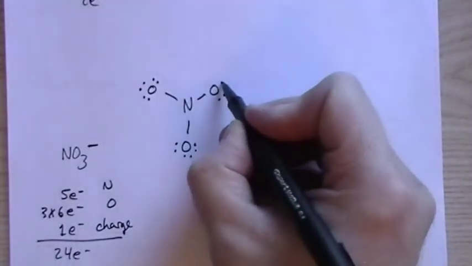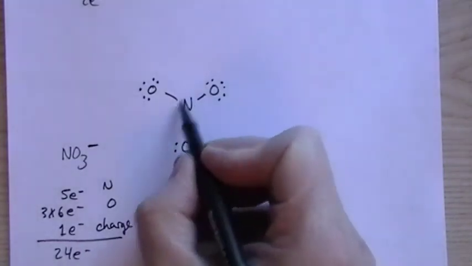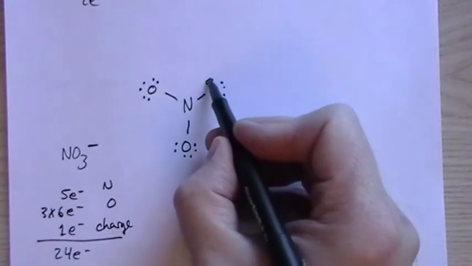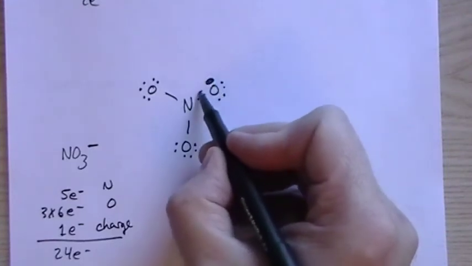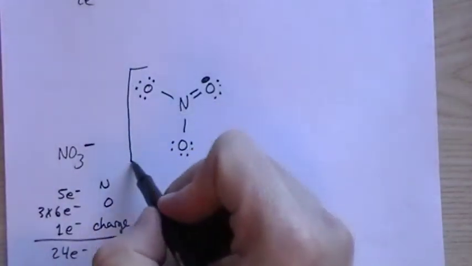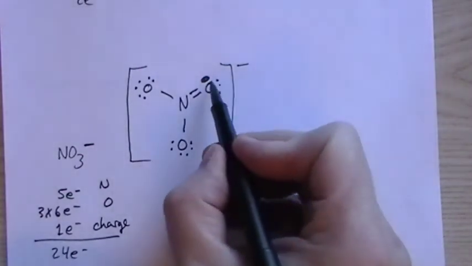We put these on here, as we should. That's 24 electrons. But the nitrogen doesn't have its complete octet. So what that tells us is one of these, what we thought was a lone pair, was actually a bonding pair. You also put it in square brackets with the negative sign to indicate that it's a polyatomic ion, and put the charge out there where we can see it.